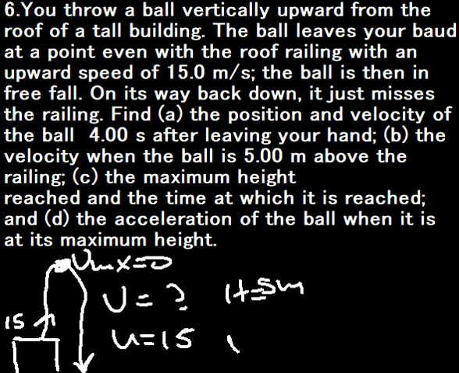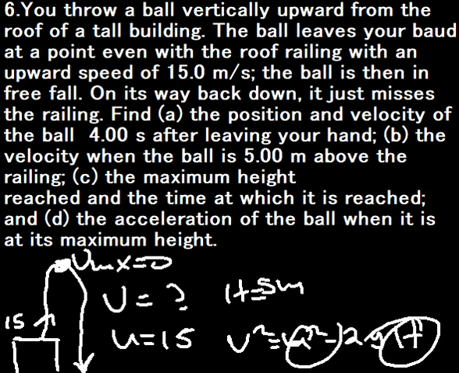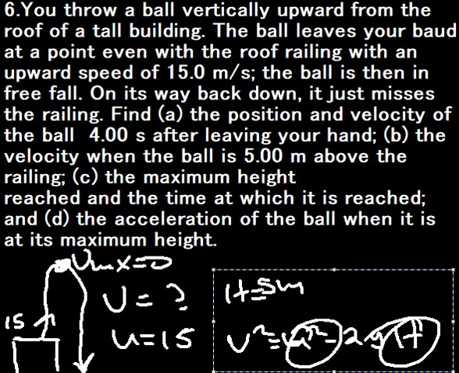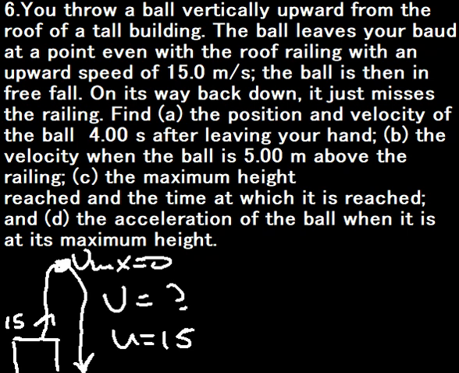So use this formula. V squared is equal to u squared minus 2gh. So you'll be able to have that out since we have all these parameters. Try to have that out on your own in that way.